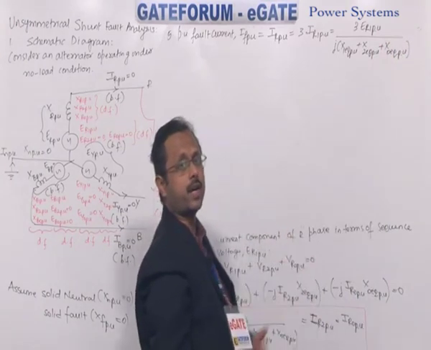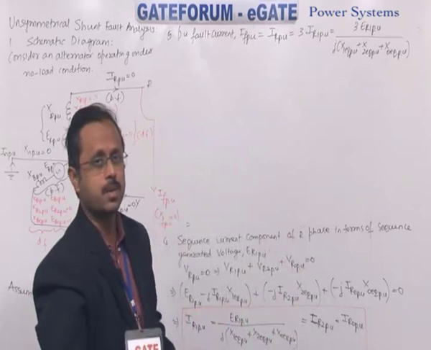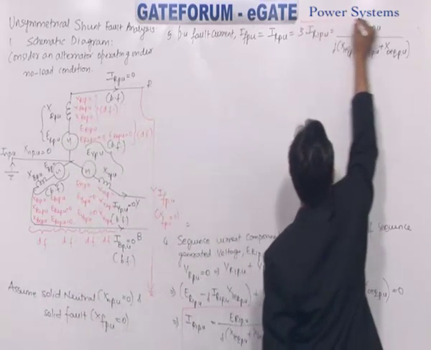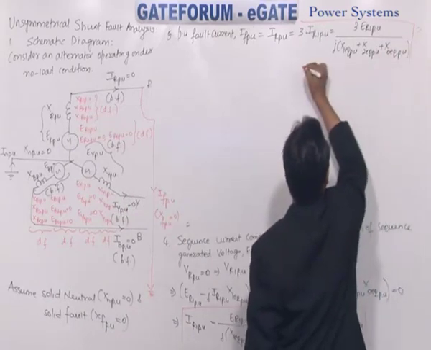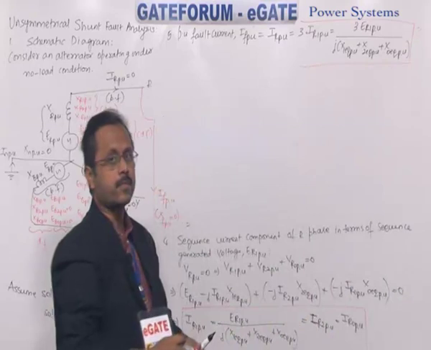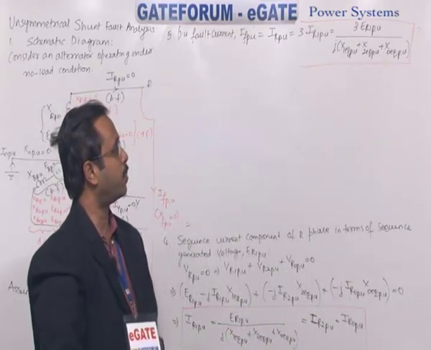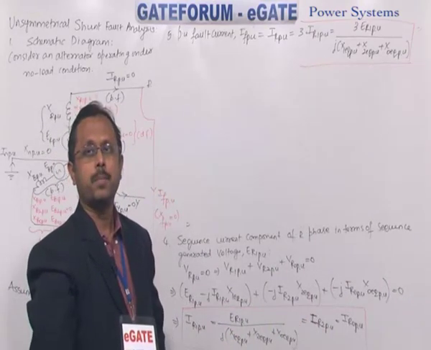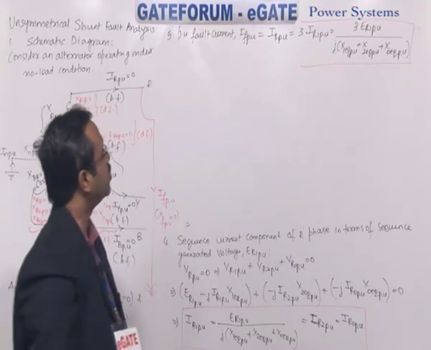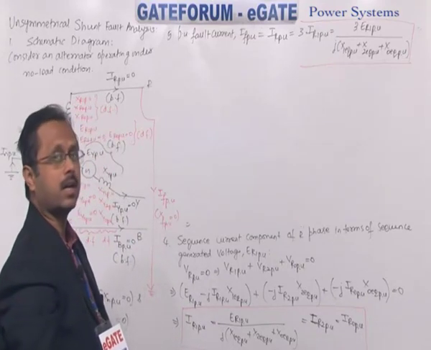This is the formula to find the fault current, the most important formula to find the fault current here. So how much is it? 3 ER1 by X1 equivalent plus X2 equivalent plus X0 equivalent. So this is the per unit fault current.